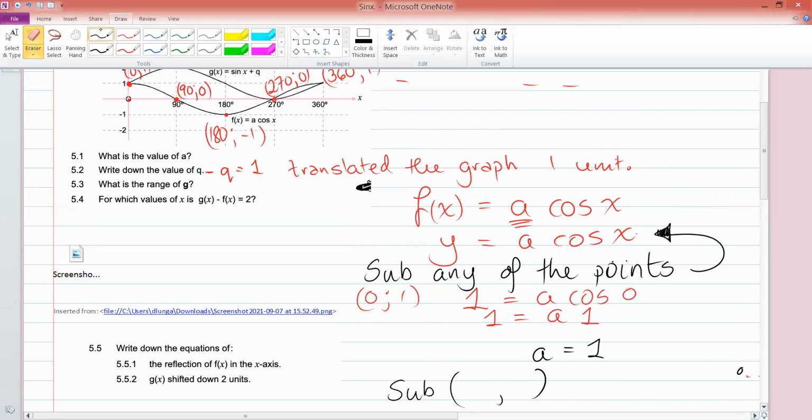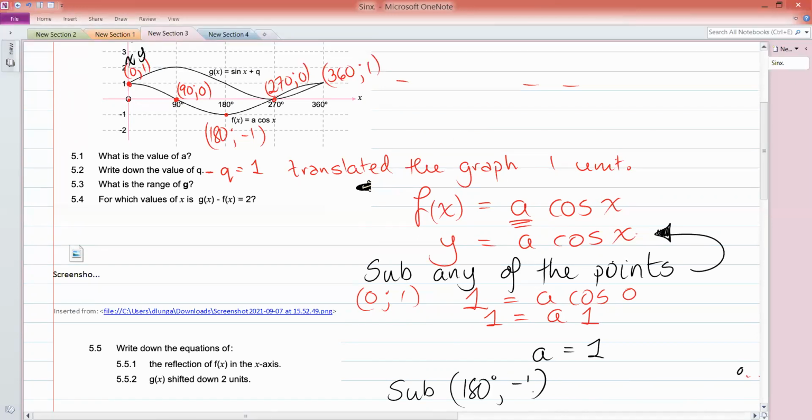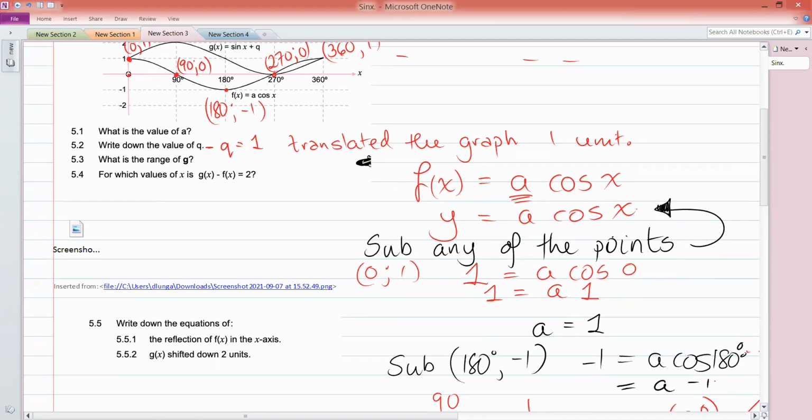Okay, plugging in that point, 180 and negative 1. So negative 1 equals a cos 180. Cos 180 gives us negative 1. So a multiplied by negative 1 is equal to negative 1. You want to make a the subject of the formula, so you divide both sides by negative 1. That again leads us to the same answer, that a is equal to 1. All right, so that's how we do the first one. So again, for question 1, a is equal to 1.